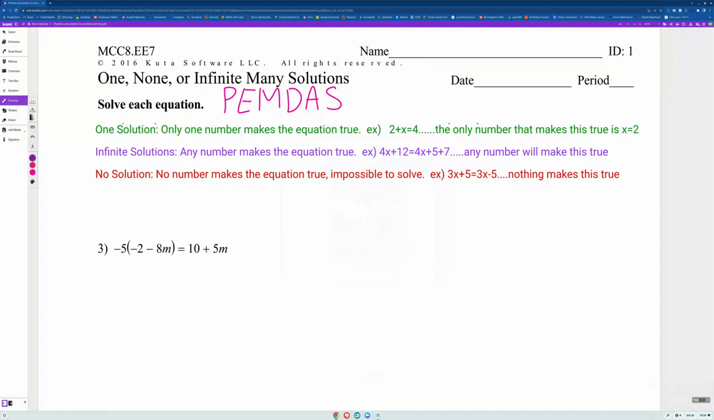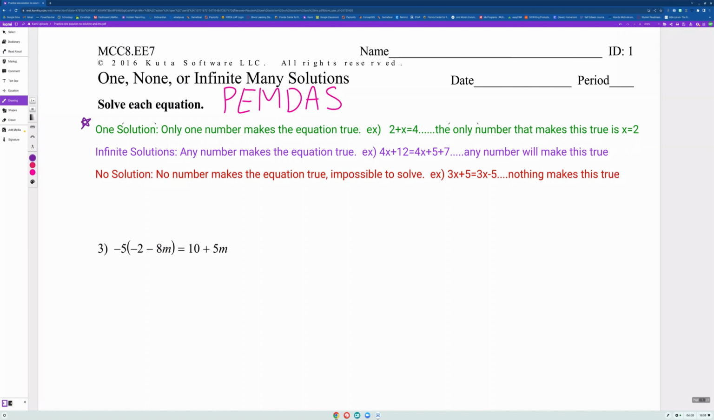If we have an equation with just one solution, that means that only one number makes the equation true. So for example, if 2 plus x equals 4, the only number that makes this true is 2. And that's only one number, so there's only one solution.